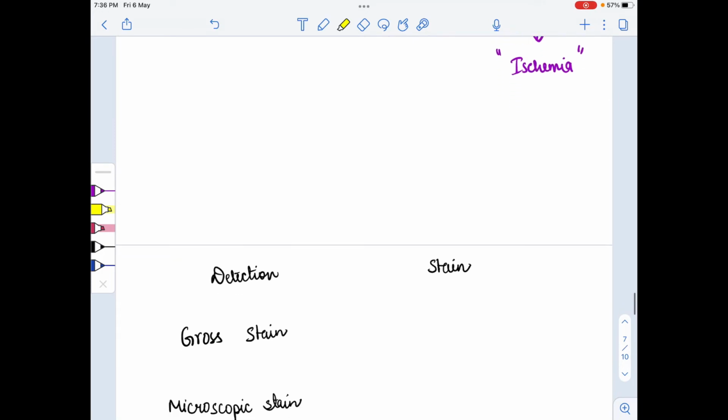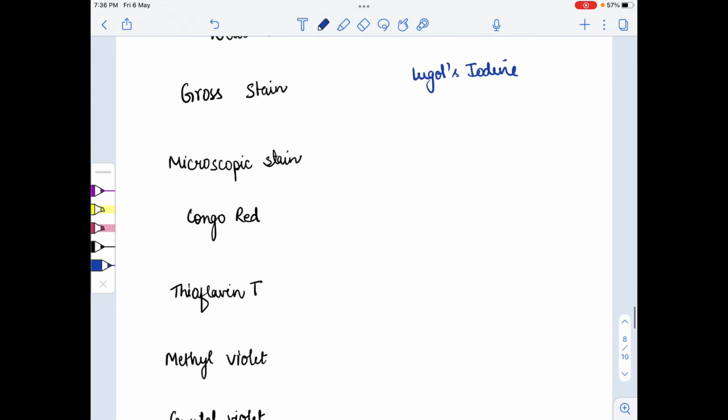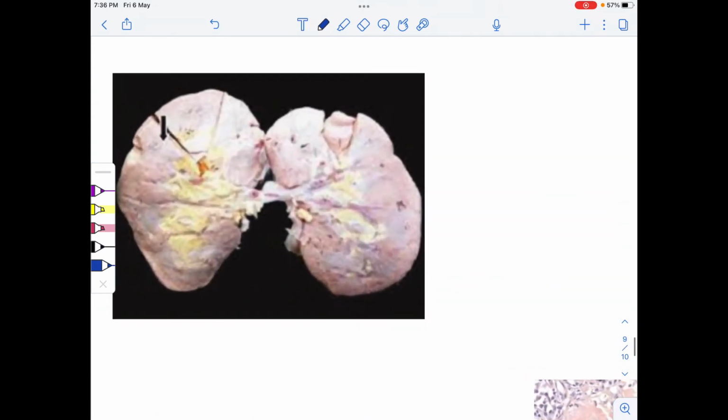Now the another table, that is for the diagnosis, like how we can diagnose it. So for the gross stain, how we can diagnose? The stain is the gross stain, and what is the detection point? For that we have Lugol's iodine. For the gross stain, we have Lugol's iodine. Please see it here, that this is the gross stain. We can easily see a waxy kidney.